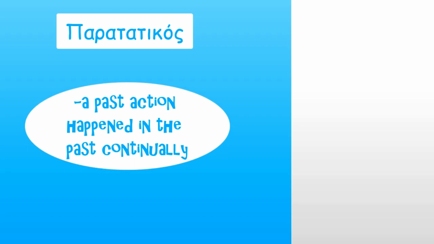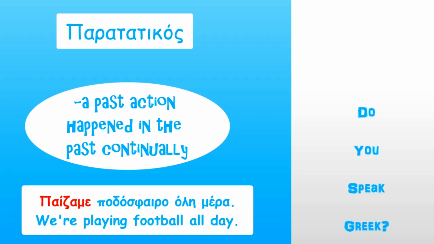Past continuous is about an action that happened in the past continually, something that had been happening in the past for some time. Maybe it's something like past continuous in English. For example, παίζαμε ποδόσφαιρο όλη μέρα.